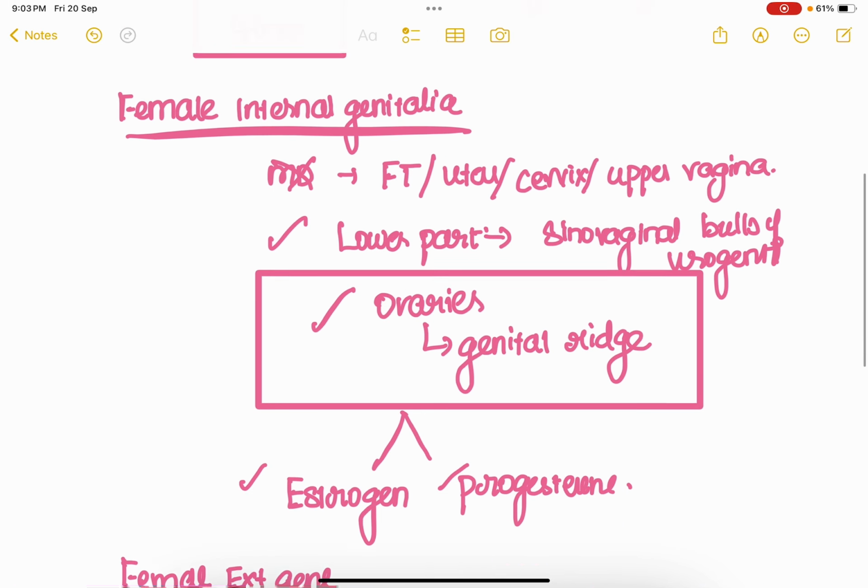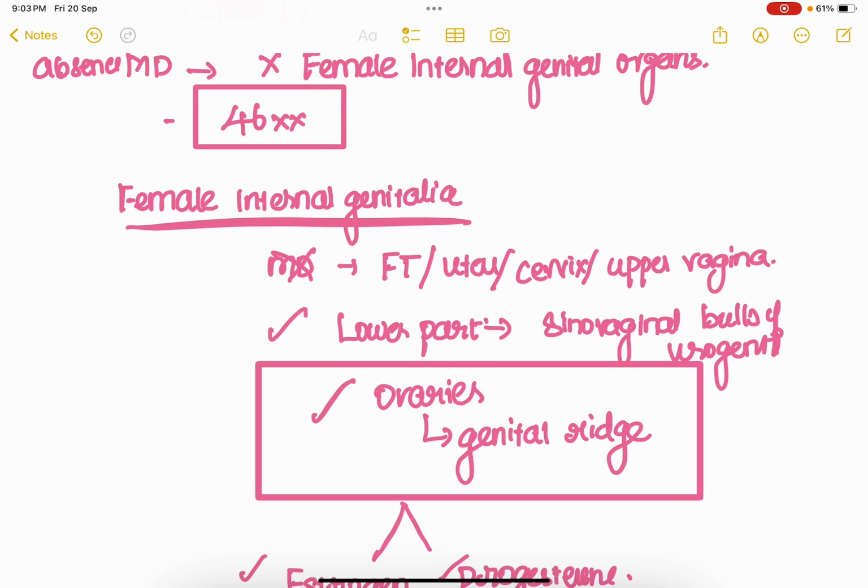So in a case of Mullerian agenesis, the karyotype is 46XX, a female patient. Since she is a female patient, the ovary is going to be normal, because ovaries develop from the genital ridge. Since ovaries are going to be normal, estrogen and progesterone are going to be normal.